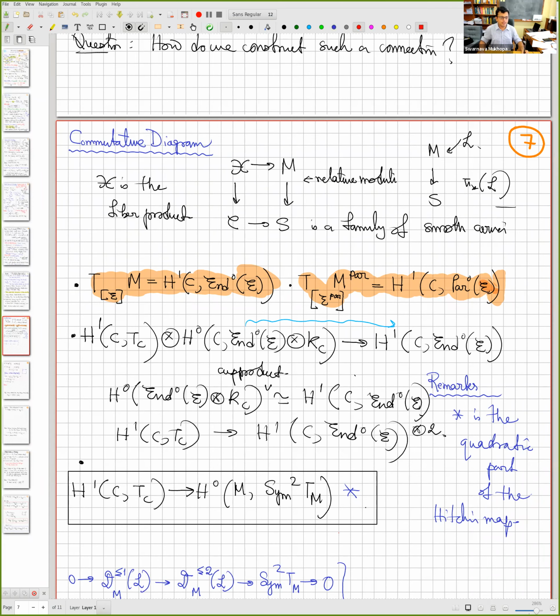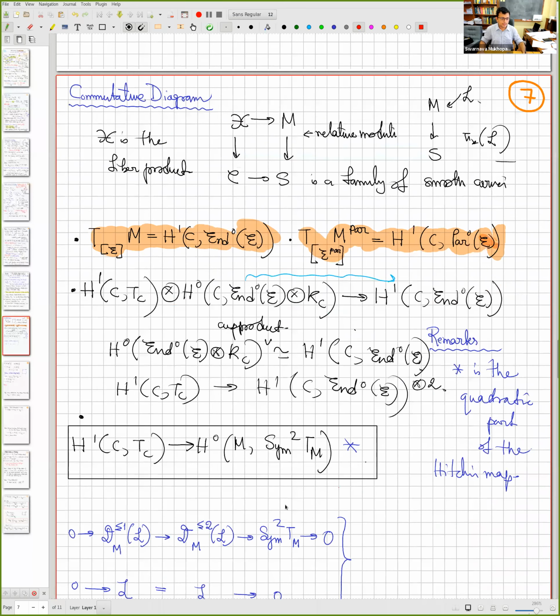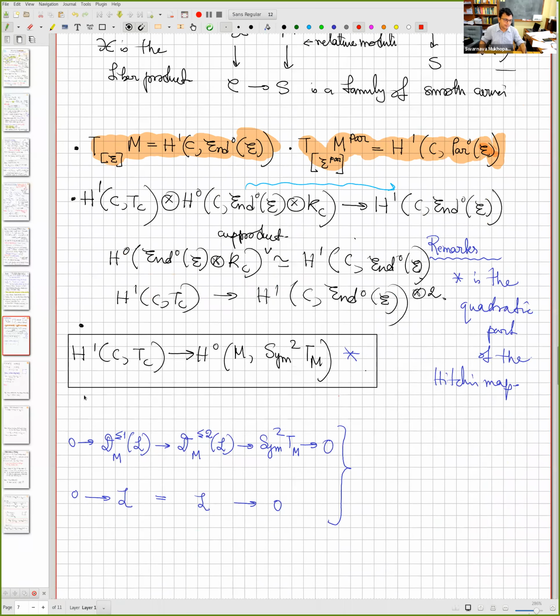Well, in the parabolic case, a similar story exists. You can also take the quadratic part of the parabolic Hitchin map, and here you just have to replace it by the divisor. And then here you get the power sin square t. So this is the obvious modification, but there are some non-obvious modifications that I want to explain.